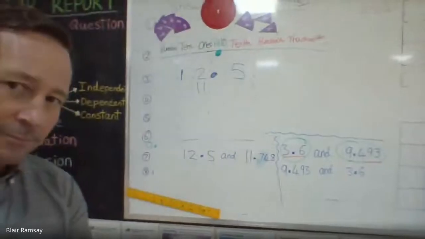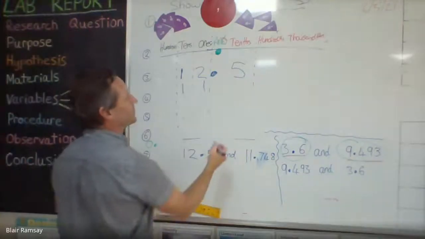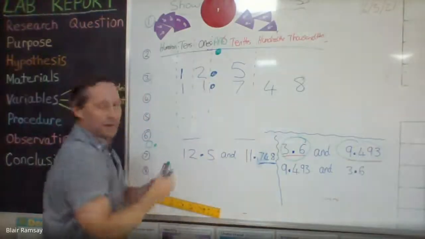Put 1 under the 1, like this. Yeah, like that. Good. And then you put the decimal point. And then you put the 7 under the 5, and then you put the 4 under the hundredths, and then you put the 8 under the thousandths. Perfect. That's good so far.